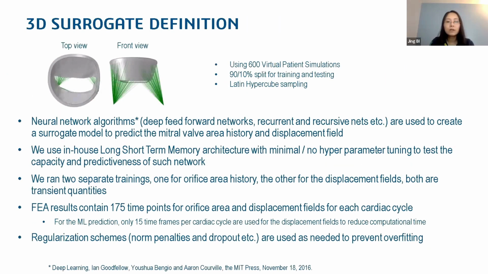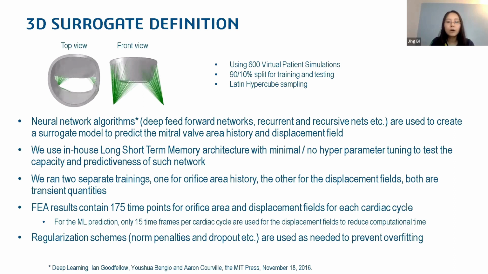For this 3D surrogate study, we leveraged the 600 virtual patient simulations. A 90%/10% split was done for training and testing. And the VPs were created using Latin hypercube sampling. We used neural network algorithms, including deep feed-forward networks, recurrent and recursive nets, etc., to create a surrogate model to predict the mitral valve area history and displacement field.